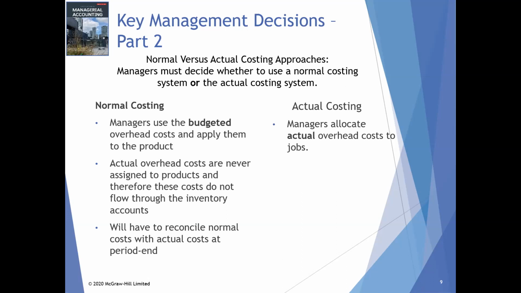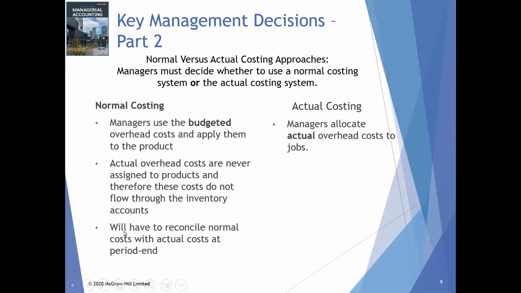What is that? The manager must decide whether to use the normal costing system or the actual costing system. In the normal costing system, the manager uses the budgeted overhead cost and applies it to the product. Budget means this is not actual, it is estimated. So actual overhead costs are never assigned to the product, and therefore these costs do not flow through the inventory account. So actual costs are not assigned, only the budgeted costs are assigned.